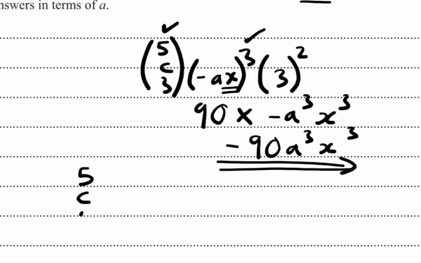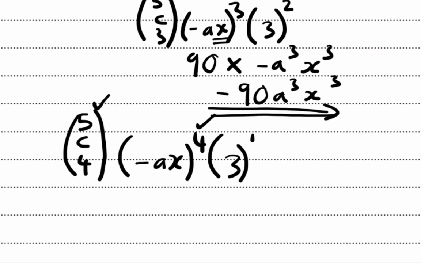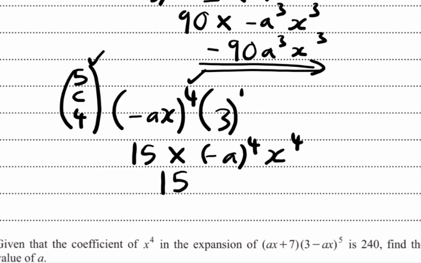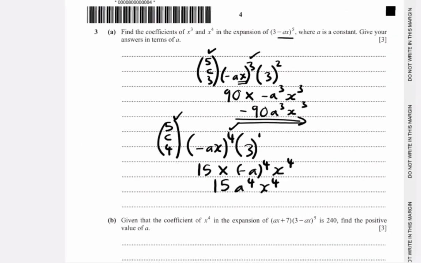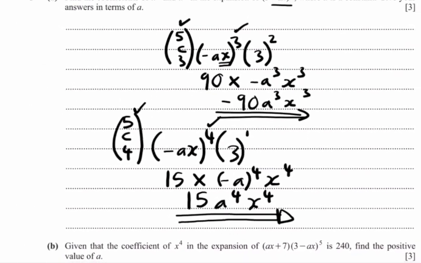So we're just going to choose 4 from 5, then minus ax to the power 4, and 3 to the power 5 minus 4, which is 1. So 5 choose 4 times 3 gives us 15. So we have 15 times minus a to the power 4 and x to the power 4. So this will be positive 15a to the power 4 x to the power 4, and this will be the term in x to the power 4.